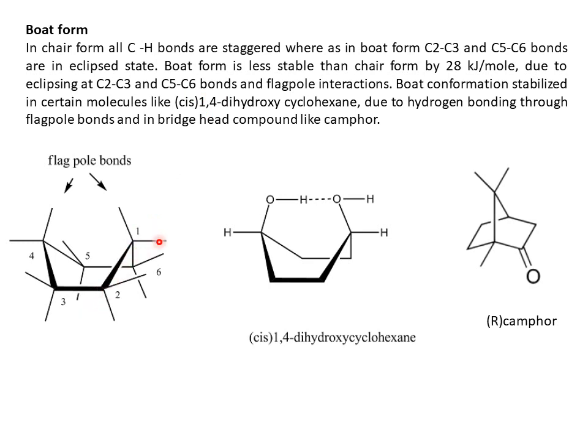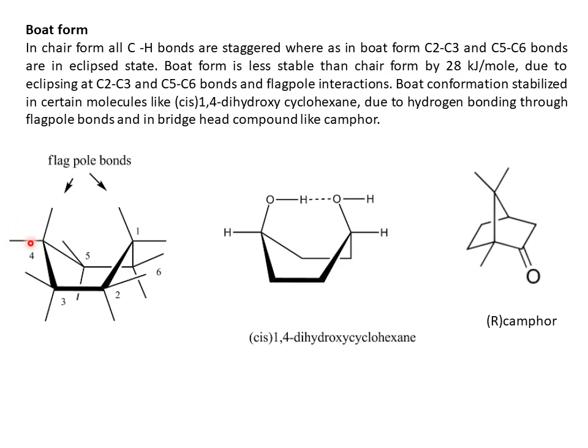Let us look at the first carbon atom and second carbon atom. This hydrogen atom and this hydrogen atom are in staggered conformation. So the 1,2 bond is staggered, whereas if you look at the 2,3 bond, this hydrogen atom is eclipsed with this hydrogen atom. This hydrogen atom is also eclipsed with this one. So there is eclipsing in the 2,3 bond, whereas the 3,4 bond is staggered; this hydrogen atom is in staggered conformation with respect to these two hydrogen atoms.